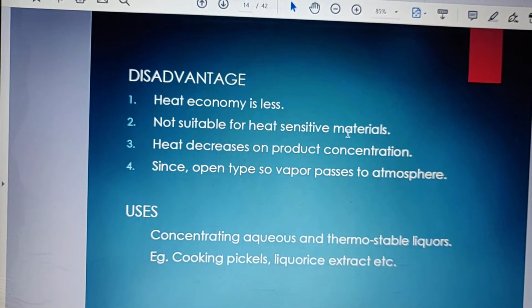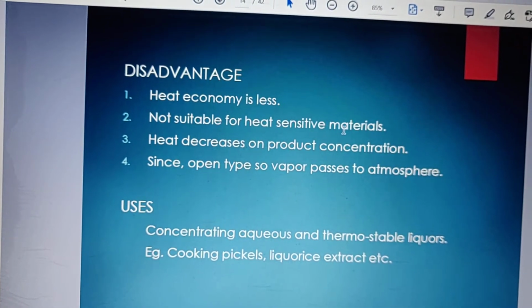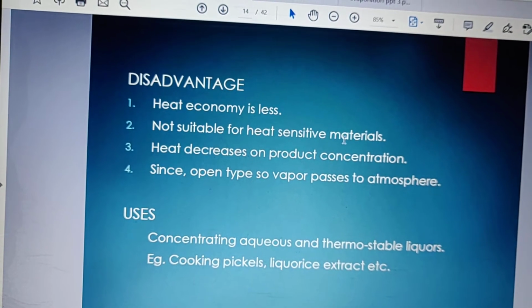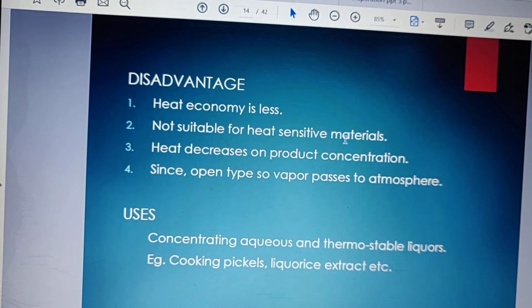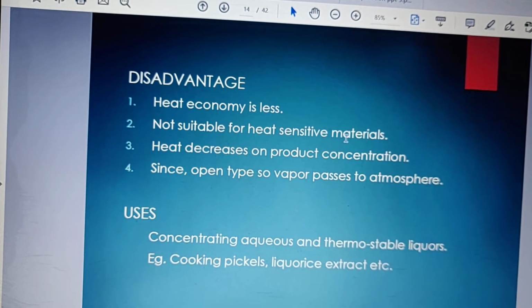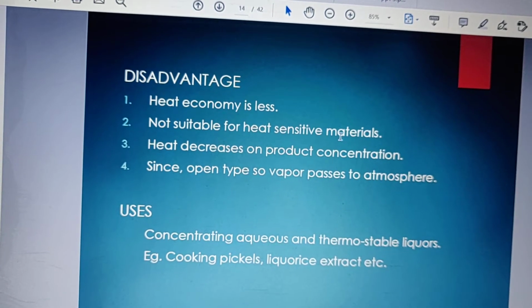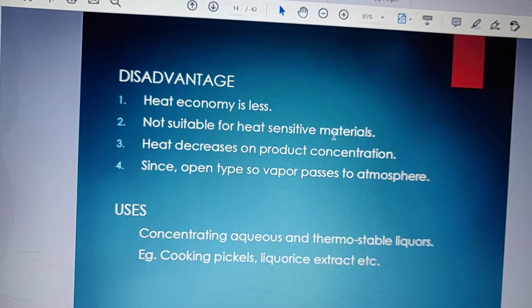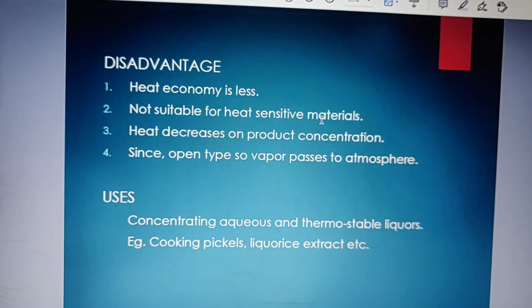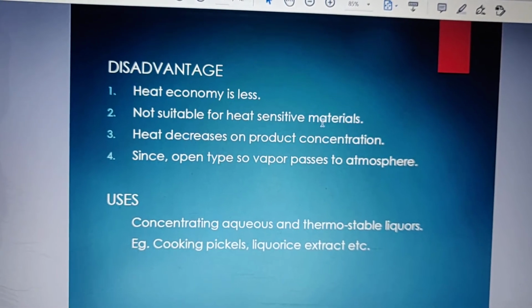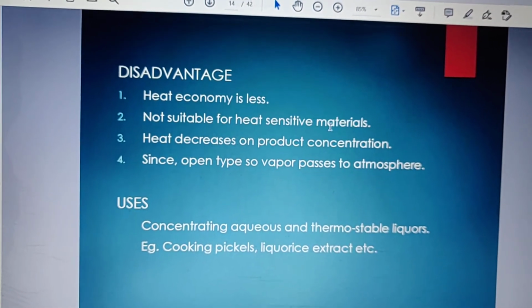Economy was related to the amount of vaporization in relation to the input of steam, that is, per unit input of steam. So heat economy is less, meaning that for the amount of steam you are putting in, that much of your solvent or water is not getting evaporated. So it is called heat economy is less.